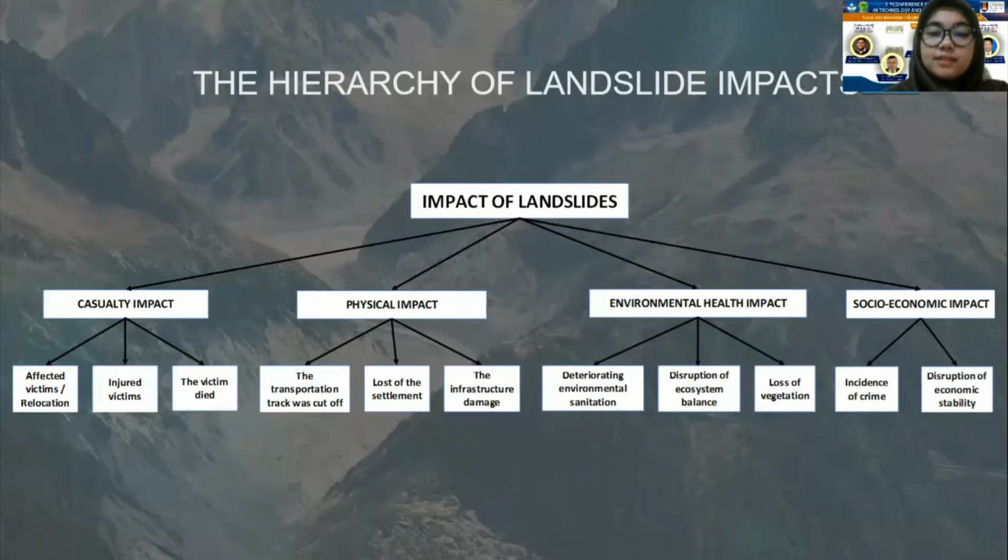In the hierarchy structure of landslide impact, there are three levels. At the first level is the goal, that is the most impact of landslide. And then the second level is criteria, that is casualty impact, physical impact, environmental impact, and socioeconomic impact. And the last level is sub-criteria.